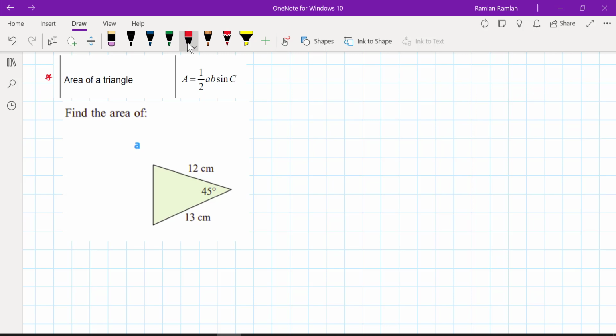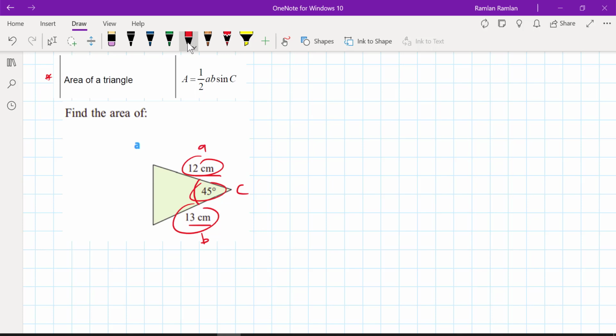Okay, this is the example: find the area of this triangle over here. Remember, every time you know two sides, and those two sides make an angle, the angle that's being made is from these two sides. So this is going to be A, this is B, and this is going to be the angle C. Again, the angle is always between the two known sides.